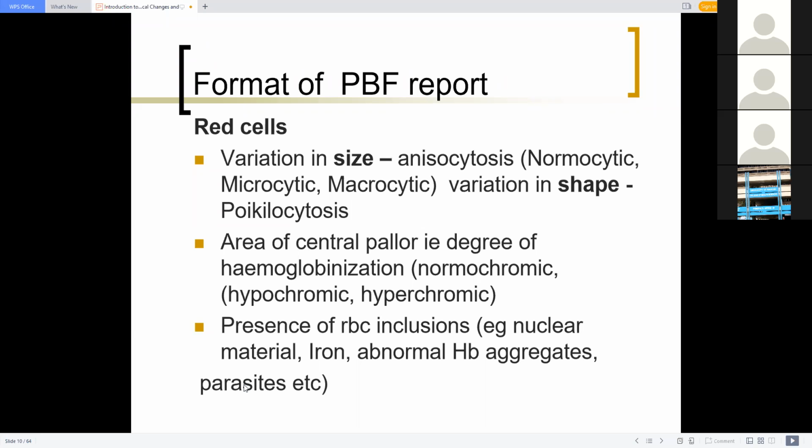So that is your general format of the PBF report. When you become a doctor, and even when you're doing your training, looking at results for a peripheral blood film, that's the general format that the report takes, all right? For red cells. Remember, white cells and platelets, we're not dealing with today. We're just dealing with the red cells, okay?